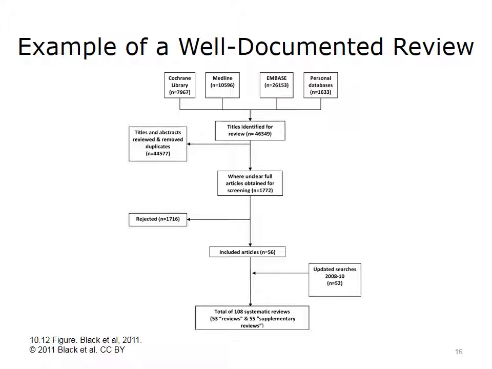Once they got rid of all that, they were down to 1,772 articles. When they looked at what articles actually dealt very closely with their topic, they got rid of 1,716, which means they only were left with 56 articles to fully analyze based on their initial review. They then redid the entire process with the updated searches and found another 52 articles. They ended up with 108 overall as part of their systematic review.